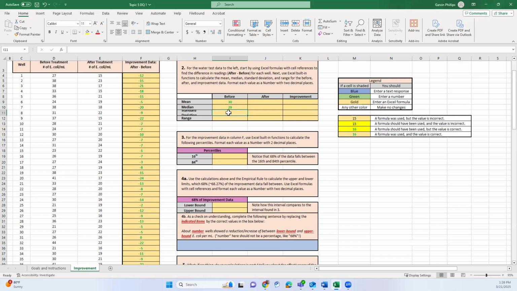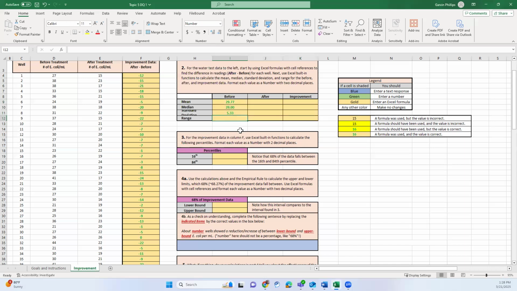Standard deviation equals STDEV.P. And again, you could click on it. I'm typing everything. D4, D120, close my parenthesis, bam. Format each value as a number to 2 decimal places. I'm going to format them all right now. Number, 2 decimal places, done. Okay.